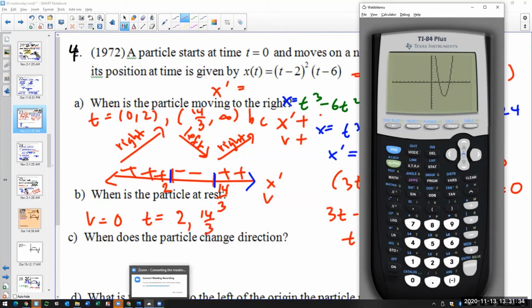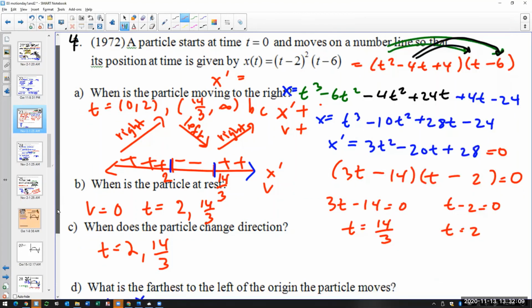Okay, next question. When do I change directions? Yeah, right here, right? I'm going right, then I'm going left, then I'm going right. So the changing direction, if you understand it, it's your relative max and mins on x. So when do I change direction? I change direction at t equals 2, and at t equals 14/3. So you just take all these questions one at a time. You can do it, just take it one at a time.